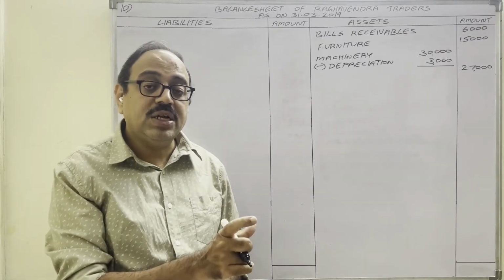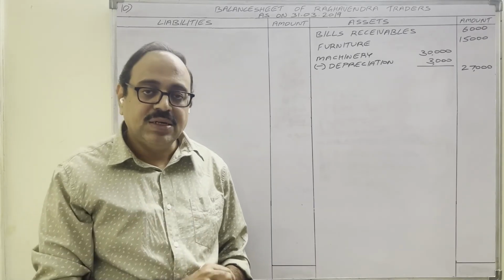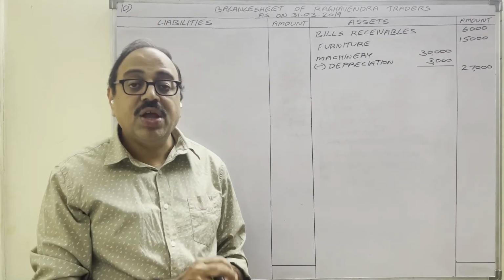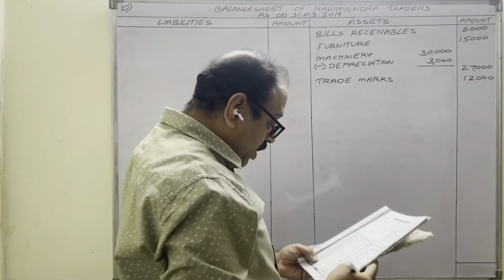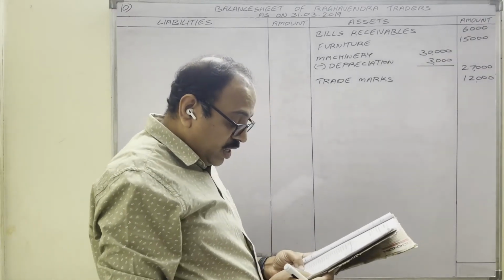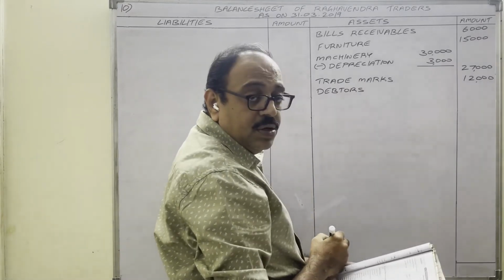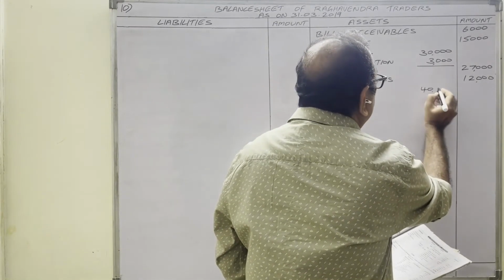Means trademark generates income also. Therefore, it is treated as an asset. It is an intangible asset. Means we cannot touch it, we cannot see it. Trademark 12,000 rupees. Advertisement, import duty, cold water, debtors. Debtor is an asset, no? Adjustments are there. Therefore, debtor amount in inner column 40,000 rupees.